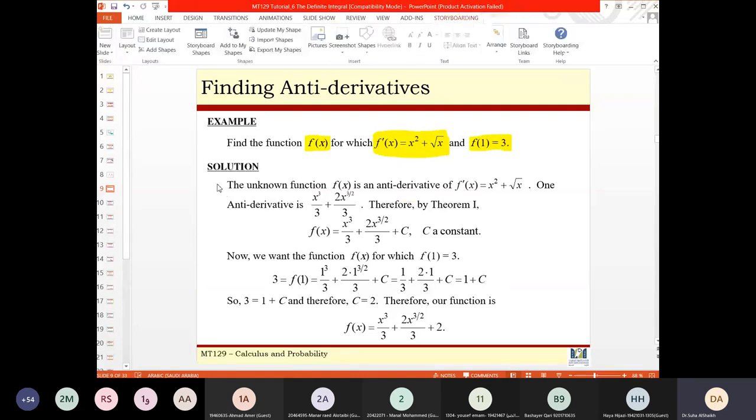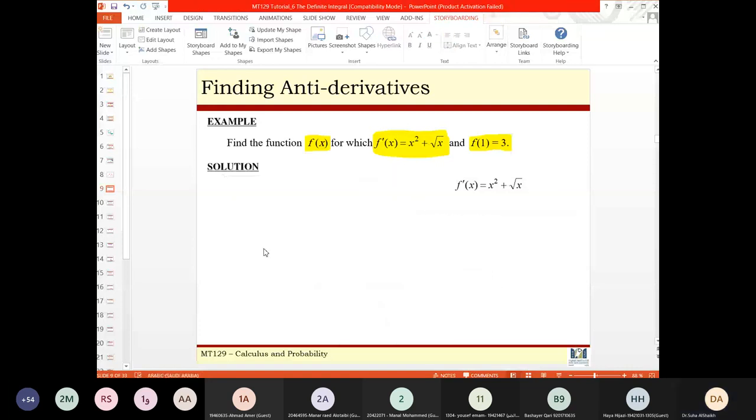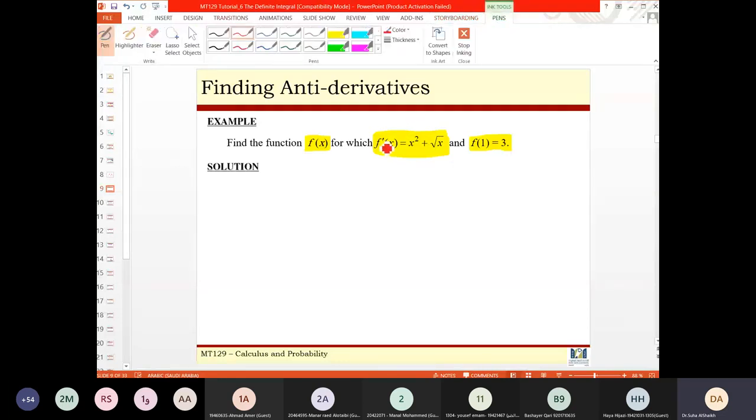Now, as usual, I'm going to delete everything. I want to solve it myself. So what's happening here? They give me f dash and they want me to find f. So immediately what do I understand? If they give me f dash and want me to find f, I have to find the integration. Right or not?